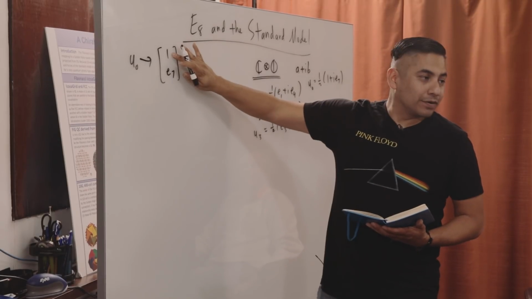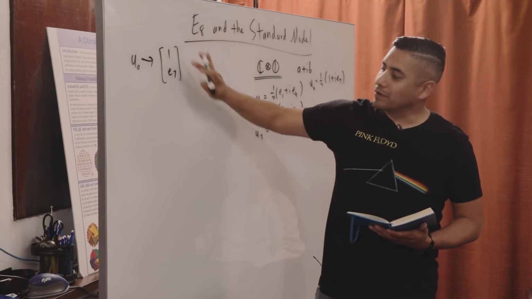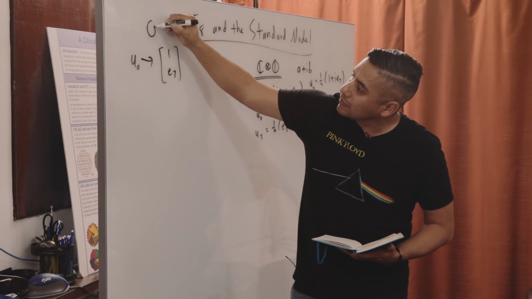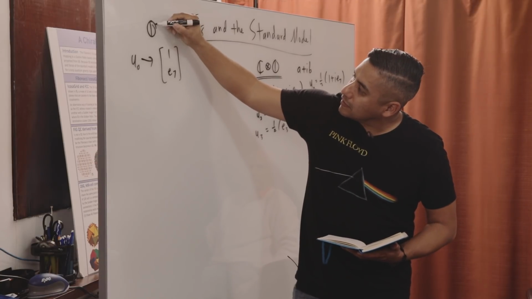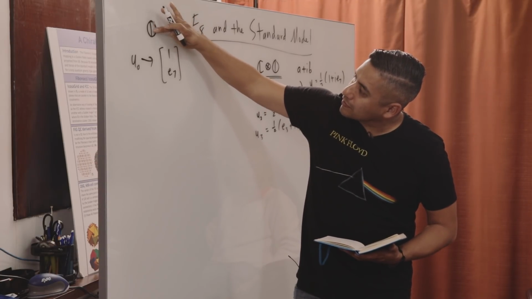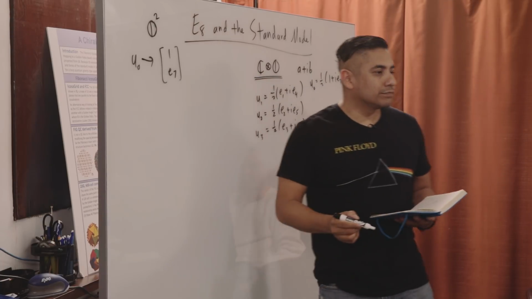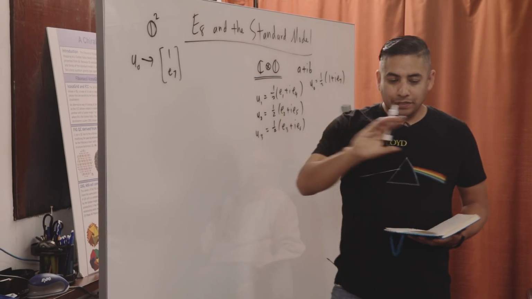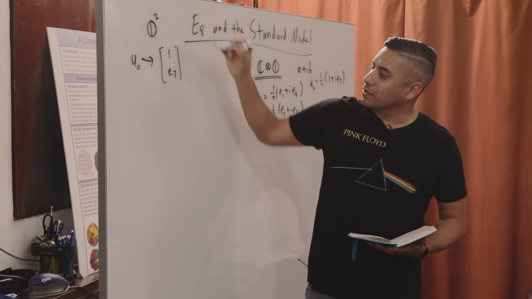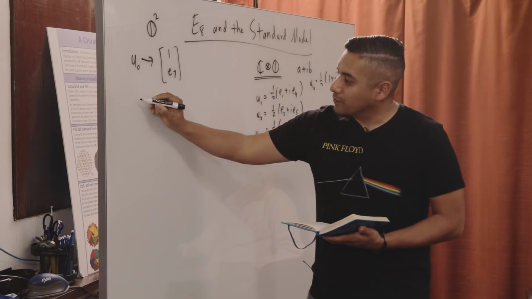So we have one component there. That's an octonion component, another one here. So you can look at these as column vectors that are elements of O2, which is just O cross O.